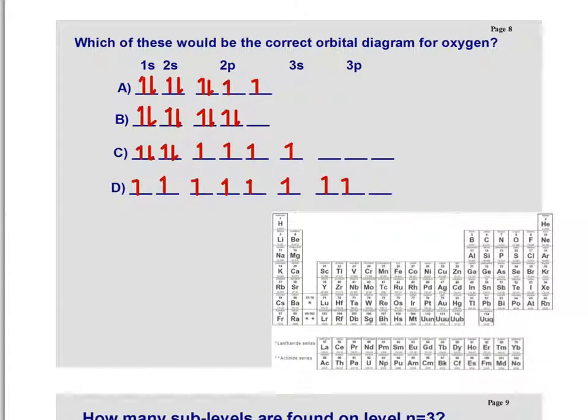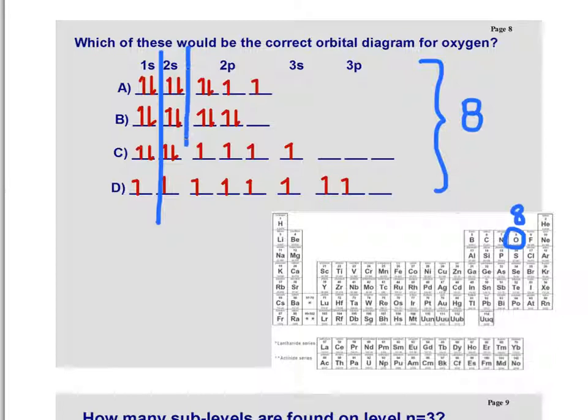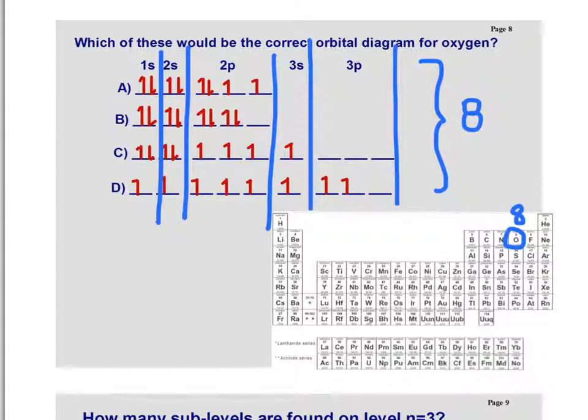Okay, which of these is the correct orbital diagram for oxygen? So oxygen is right there. It has 8 electrons in its outer shell. So we're looking for, first of all, one that has 8. Well, again, if you add them all up, that shortcut's not going to help because they all have 8. But we also know that they're going to fill in order of lowest energy first, and they're not going to go to the next level until the level before is full. So 1s would fill first, then 2s, then 2p, and then if need be, we would go to 3s, and then we would go to 3p.